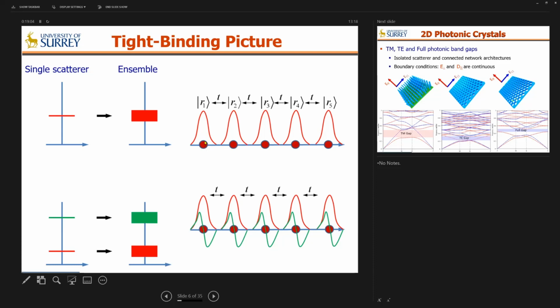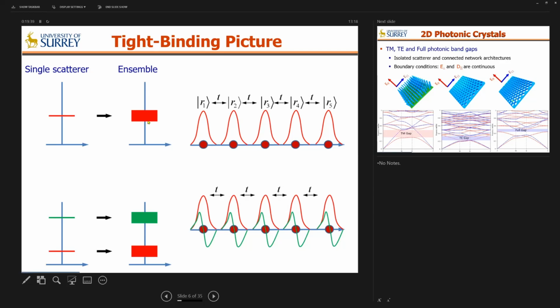Now, what happens when I put more atoms together? Well, when I put more atoms together, they become coupled to each other, they talk to each other, and instead of the single states that I had before, I'm going to get an ensemble of states which form a band. Because of the coupling, they no longer have the same frequency, the same energy, but rather they hybridize and they form a band of states.